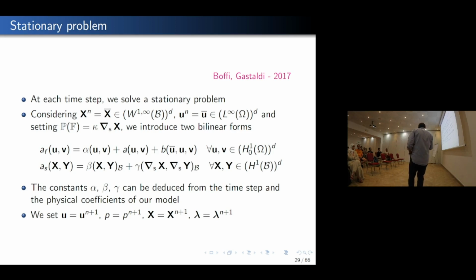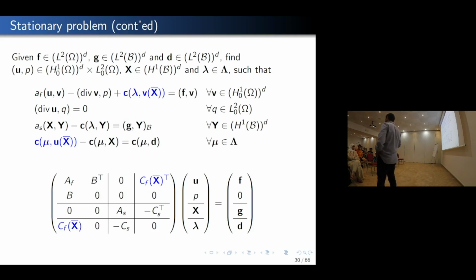Then if we set u_{n+1} to be u, p_{n+1} p, x_{n+1} x, lambda_{n+1} lambda, we have the stationary problem. Given f and g and d, our aim is to find u and p, x, and lambda, such that these four equations are satisfied. So basically, we have the Navier-Stokes part here with the coupling condition, the hyperelasticity equation I showed you before with the coupling term, and then the coupling condition at the end, with its matrix formulation.